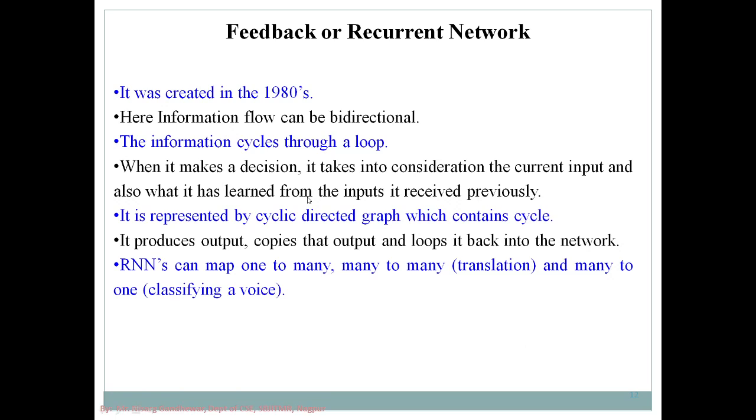Then an RNN can map one to many, many to many, and many to one. That is, classifying a voice is where you can use a recurrent network. Suppose you have a voice recognition system where a number of persons are talking, so your system has to recognize whose voice it is. In that case you cannot use a feed forward network, but here you can use the recurrent network to understand this.